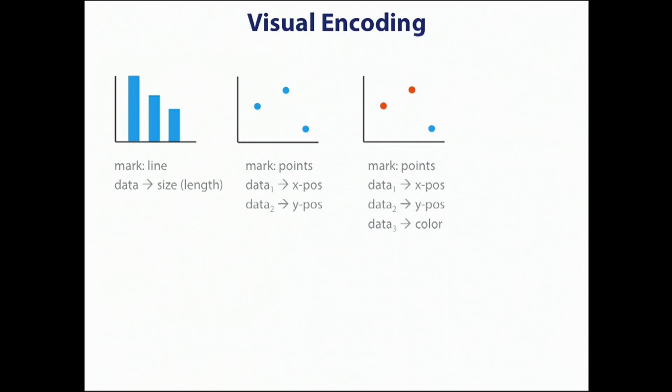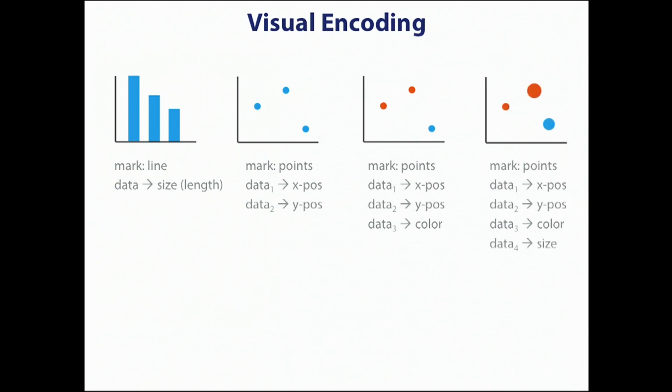This is a colored scatter plot. We've added a third data dimension. And so this scatter plot is now showing 3 dimensions of the data. And of course, we can also map to size. So now we have a 4-dimensional scatter plot with a different data field mapped to each one of these attributes.